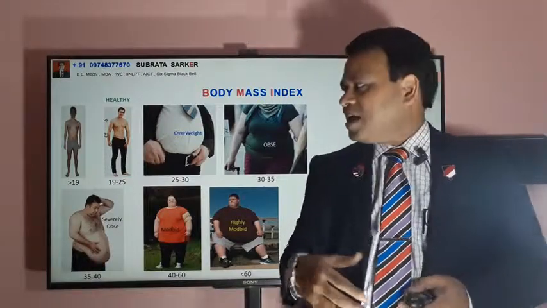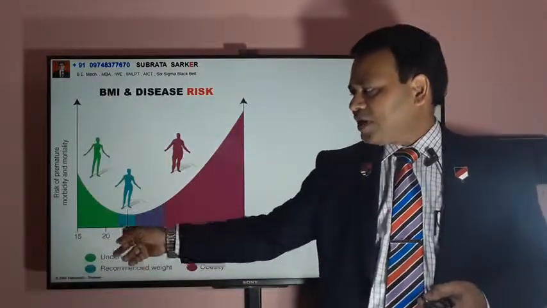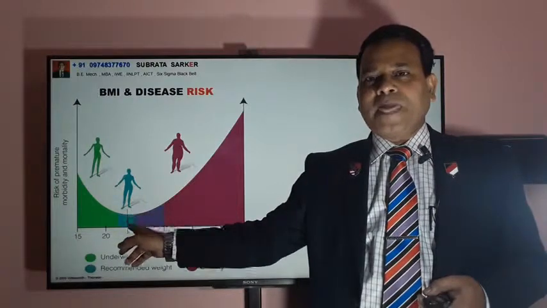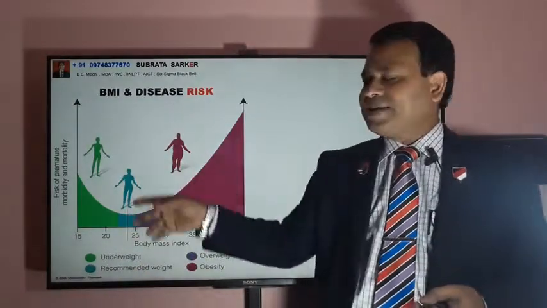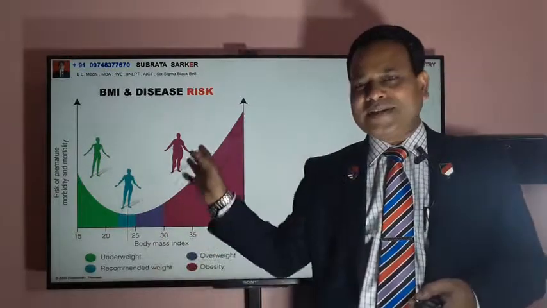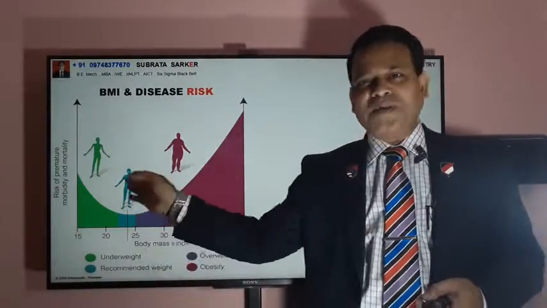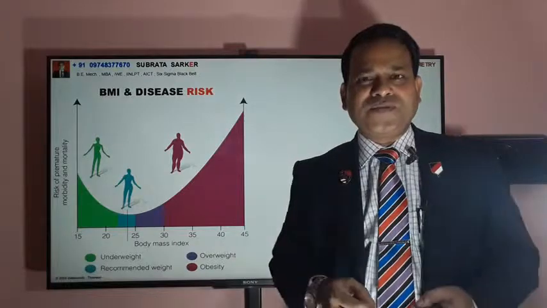You can see from this curve also that if you have the right body weight, then it is healthy, with low disease risk. This graph is plotted, and those whose body mass index is ideally 22.5 are in the best range.